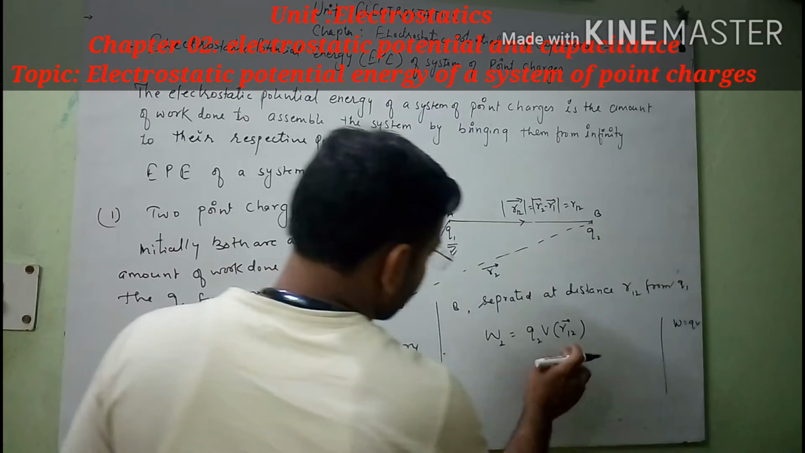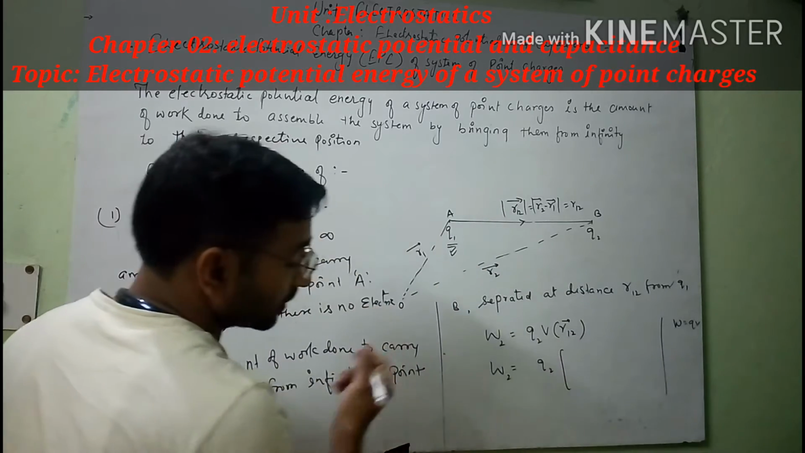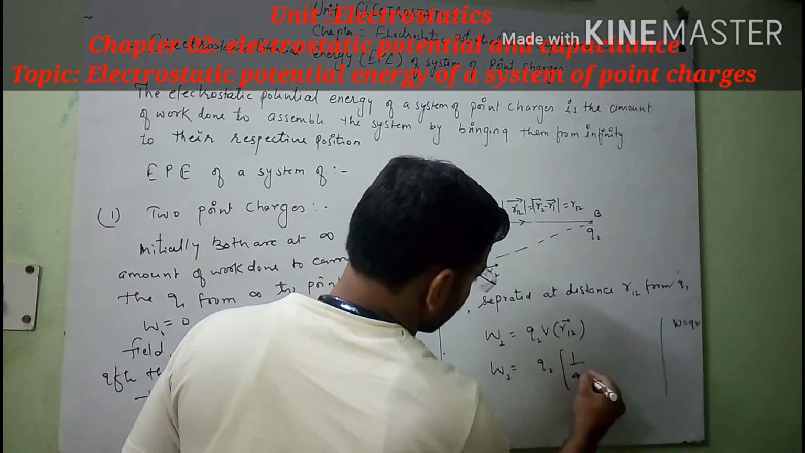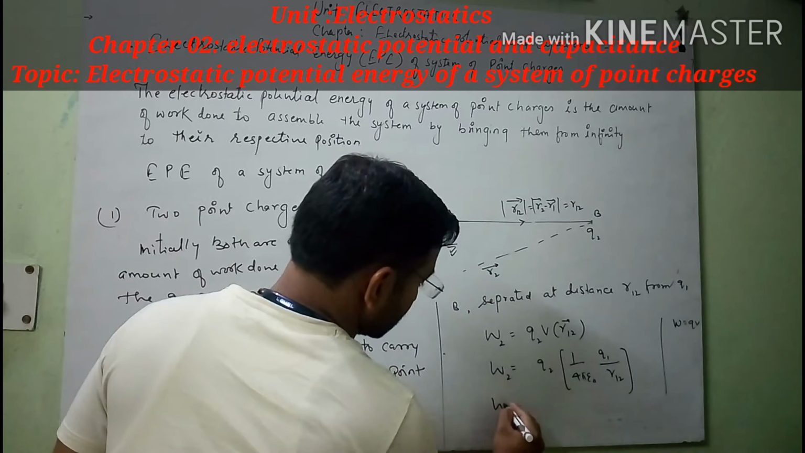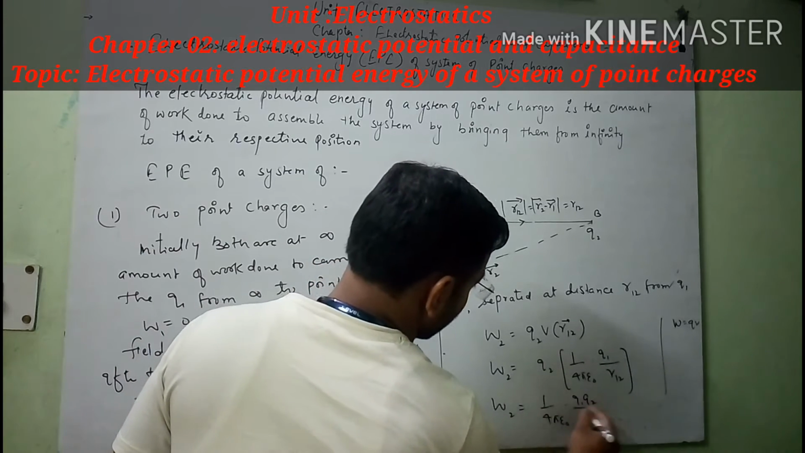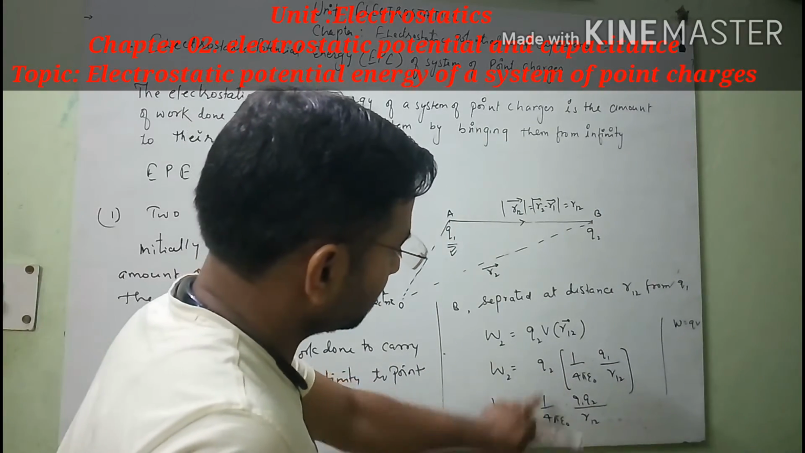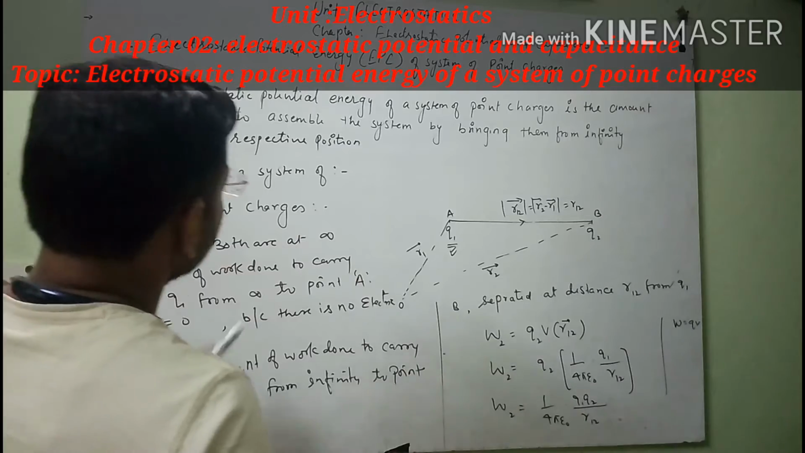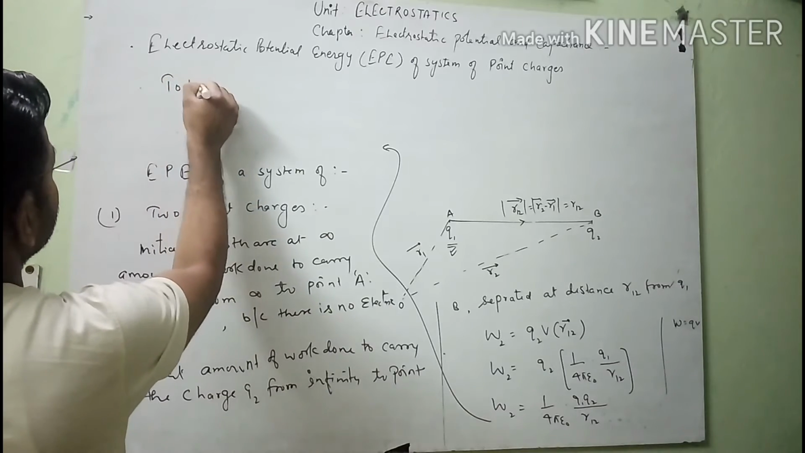Clear, student? So the formula will be W is equal to Q2 times the electric potential due to this charge, which is 1 over 4 pi epsilon naught Q1 by R12. So at last your work done will be 1 over 4 pi epsilon naught Q1 Q2 by R12. This is your amount of work done to carry the charge Q2 from infinity to any point B separated at distance R12, and after this you can write the total amount of work done.